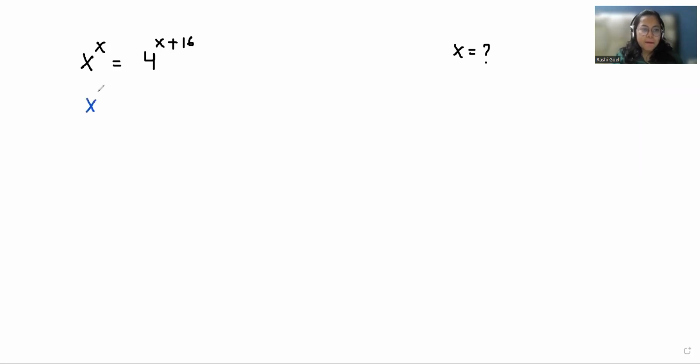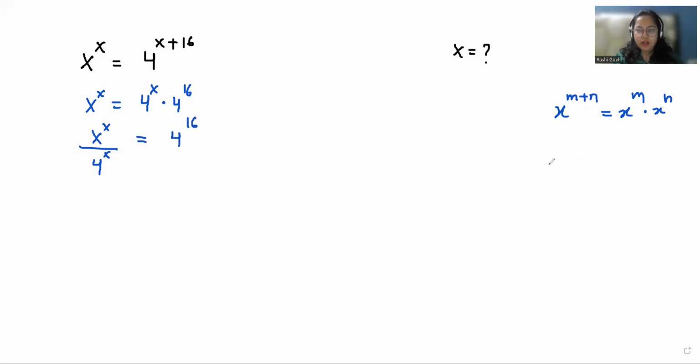So we can break 4 power x plus 16 as 4 power x times 4 power 16 with the help of this rule x power m plus n is equals to x power m times x power n. Now I'm taking the exponents term to one side. That is 4 power 16.